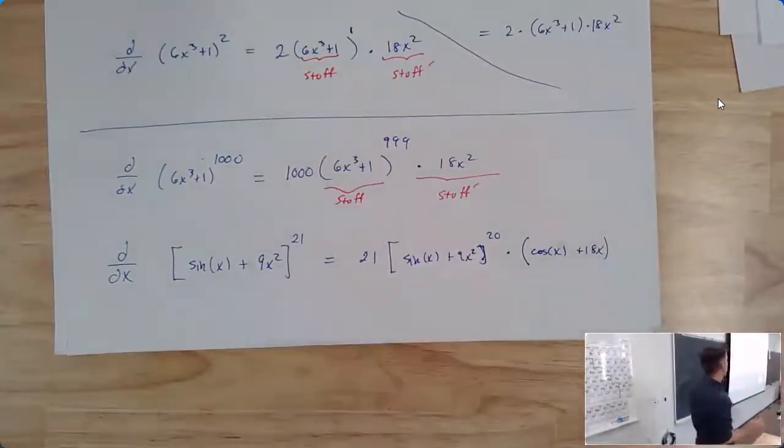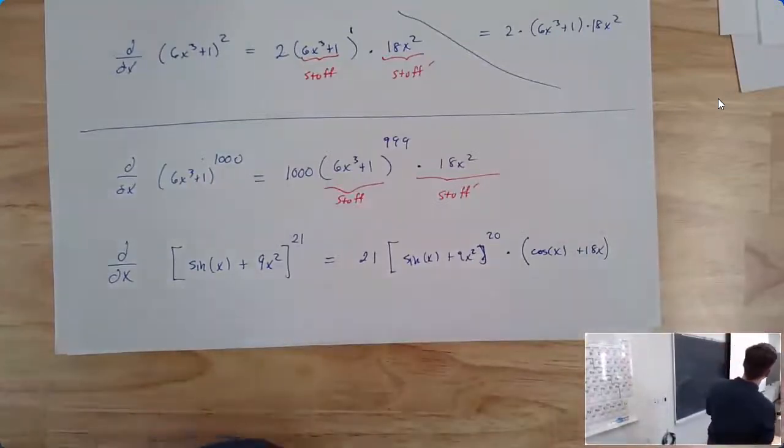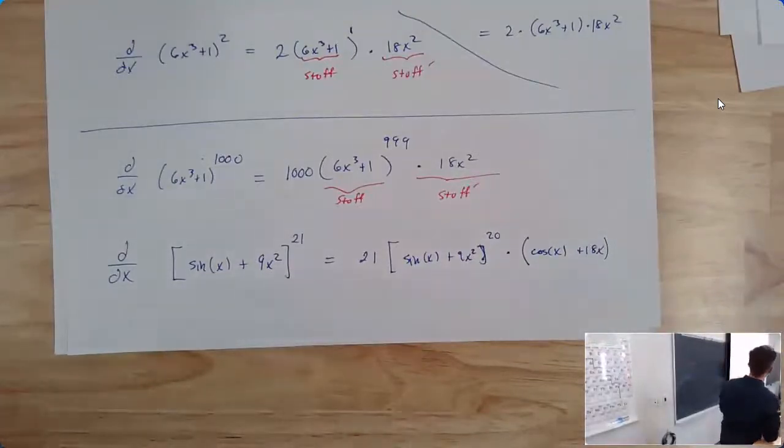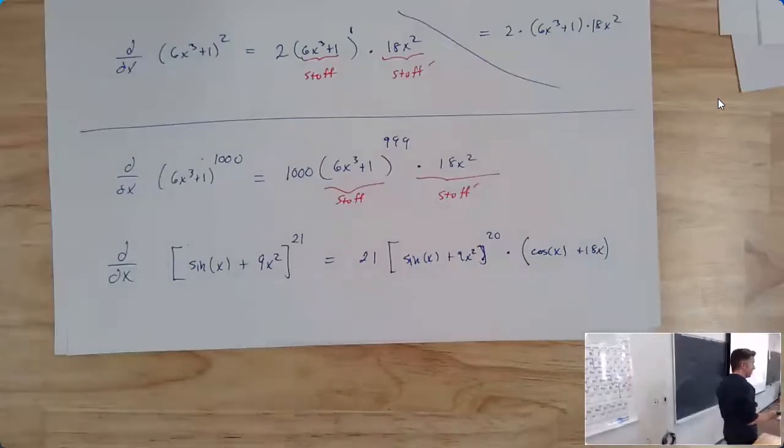What I'm trying to help you avoid doing, I've definitely seen people write the answer to this incorrectly as 21 times cosine of x plus 18x to the 20th power. Right? They do the derivative of the inside stuff, but they do it on the inside when you should do it on the outside. Questions?